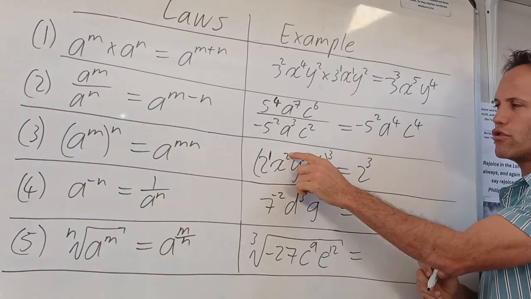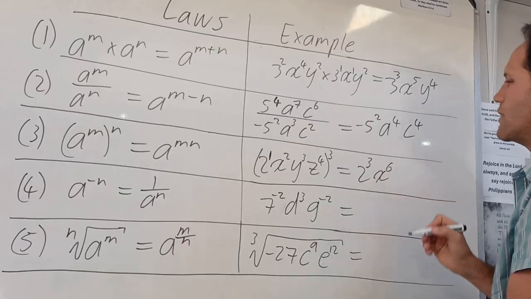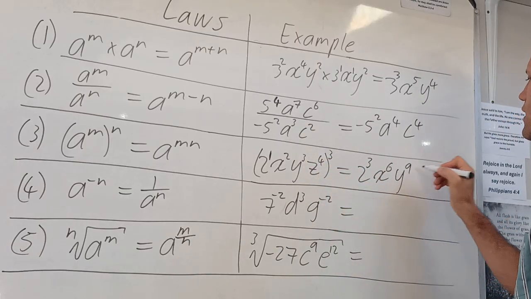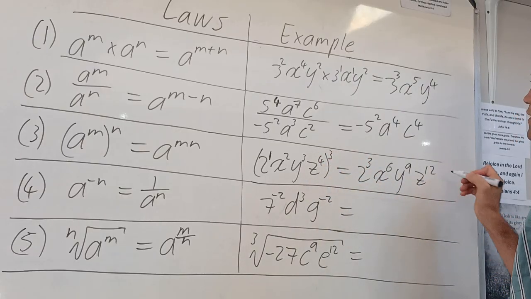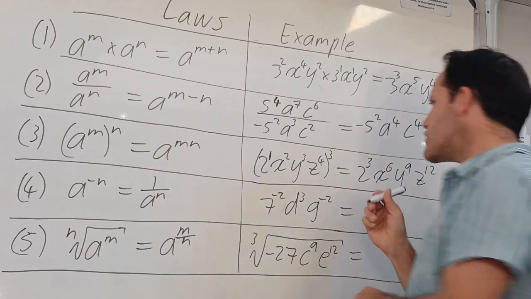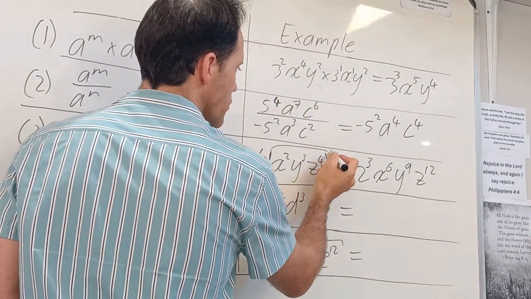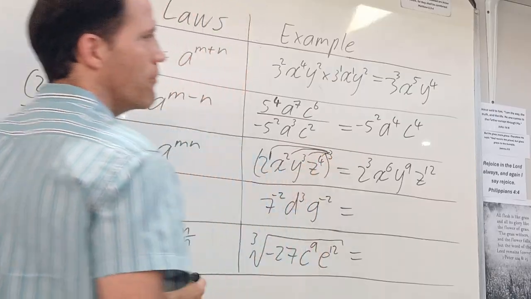3 times 2 is 6. So it's x to the power 6. 3 times 3 is 9, so it's y to the power 9. And 3 times 4 is 12, so it's z to the power 12. If you want to, you can show that you're multiplying it in with a pencil or something. You can show you're multiplying the exponent with all of them.